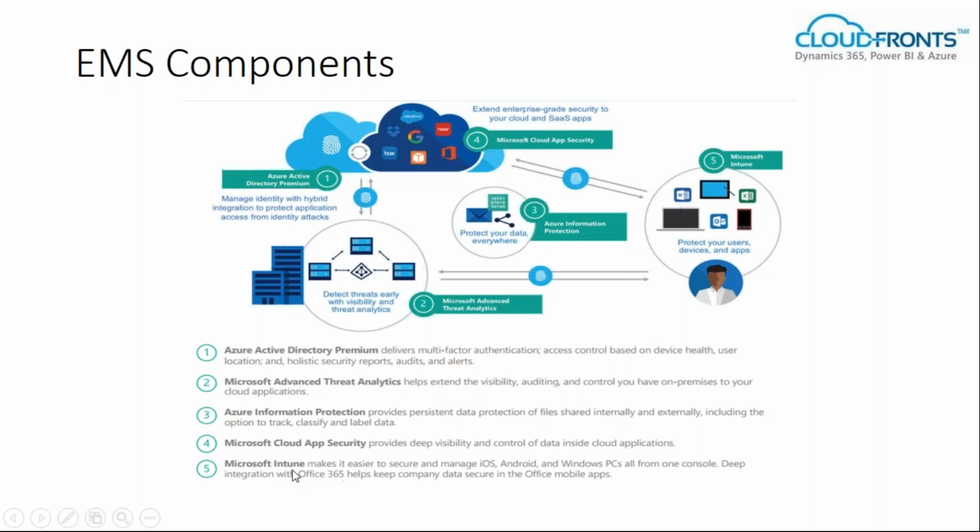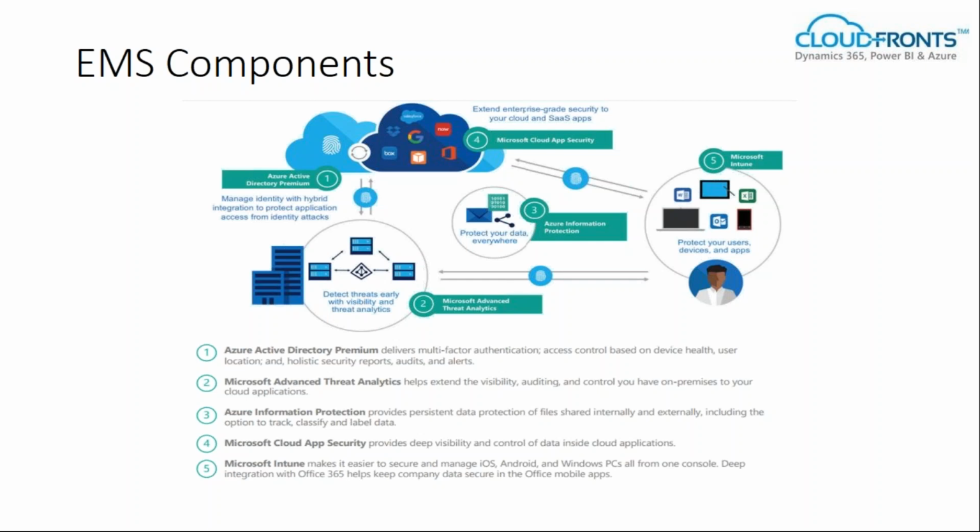And then number five is Microsoft Intune, which is where basically you're going to be allowing users to access different apps on their devices, whether it's their Windows PC, their iOS device, or their Android device, and hence ensuring that only users and devices that are allowed to use your applications are able to do so. So these are the 5 things that cover this.